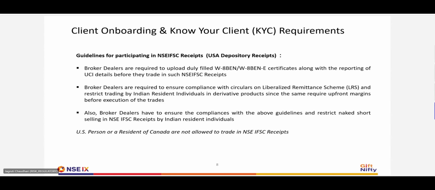And the LRS circulars of RBI need to be taken care of, and any amendments or any new circular with respect to LRS also needs to be taken care of. Also, here naked short selling is not allowed.